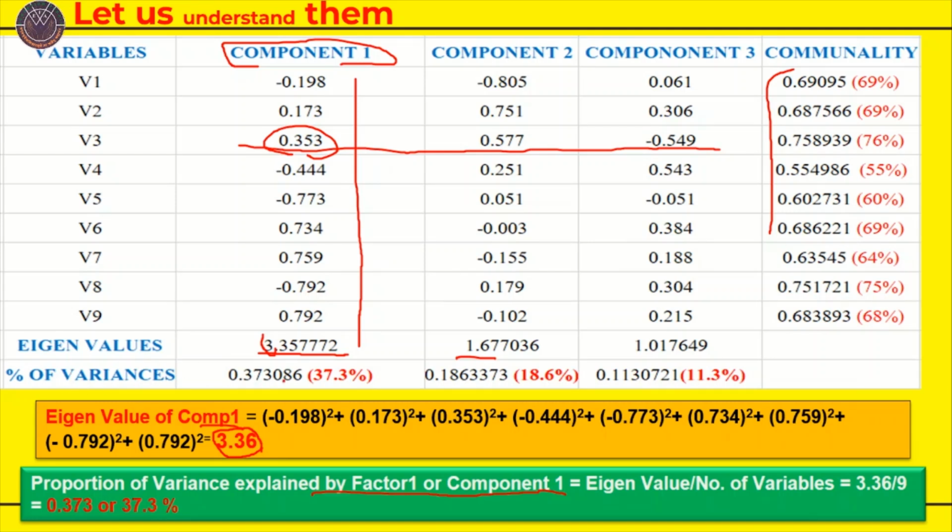So the percentage of variance explained by these three components, you can see, is 37.3, 18.6 and 11.3. If you take the percentage of variance explained by all these three factors for this particular study, you can say it is coming between 65 and 70. If you add 37.3, 18.6 and 11.3, it will come between 65 and 70. So they are quite considerable. They can be considered as components of this particular study, this particular set of variables.